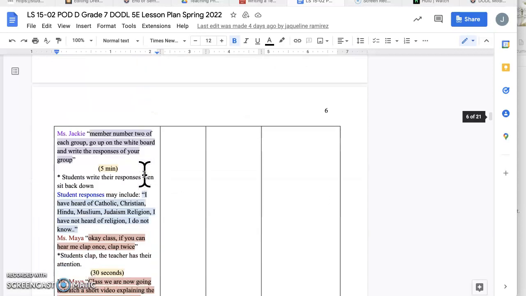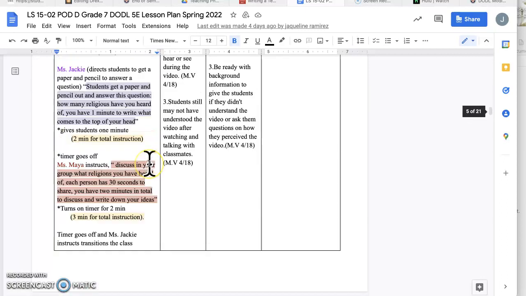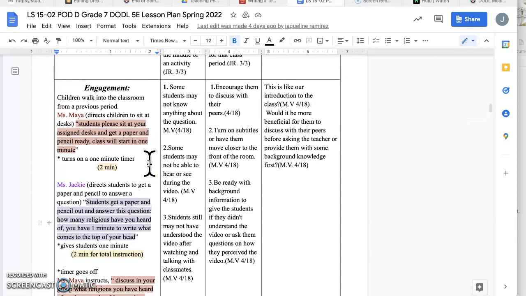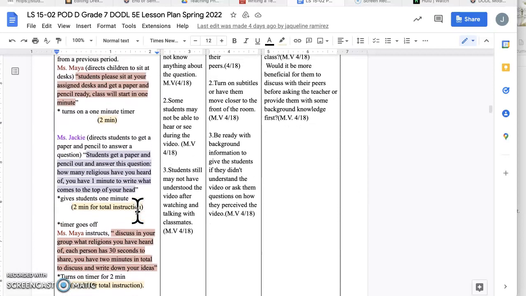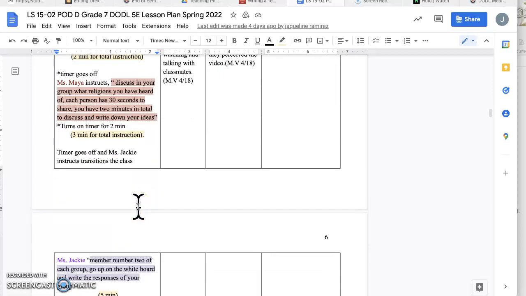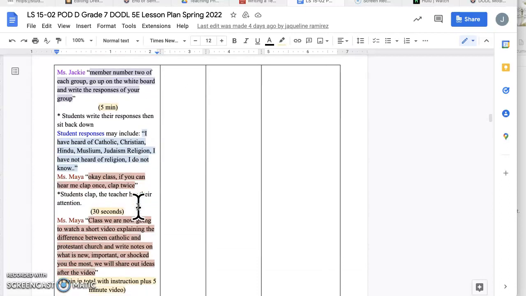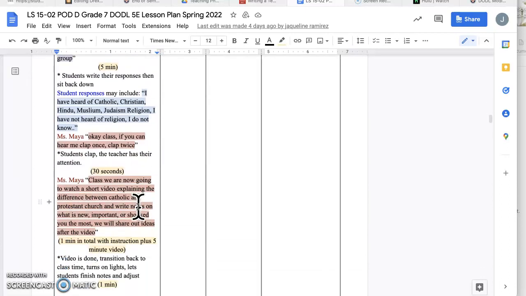So if you could tell, our lesson plan is we try to keep it very organized, very easy for us to learn. So Miss Maya has the color red. Whenever I talk, I have the color purple. We have our time breakdowns highlighted here, just makes it easier for us. And then throughout this portion of our 5E, we also try to incorporate a lot of attention grabbers.